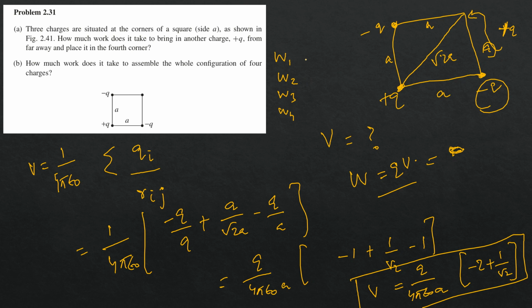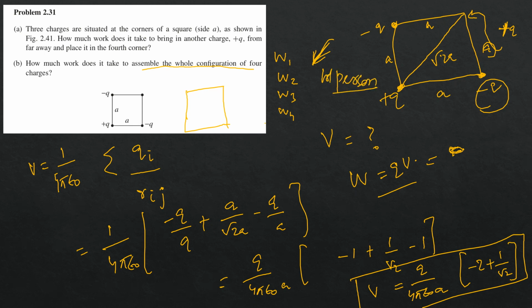For that, we need to think a bit. How do we assemble the whole configuration of charges? It means in the beginning there were no charges. Assemble means, like, we are assembling some people. In the beginning there is no one, and there must be someone who will start the group. So there should always be a first person who will start the group.